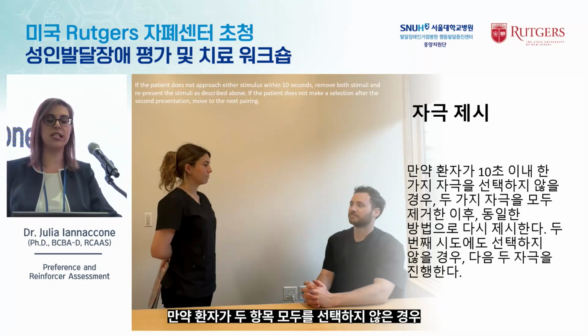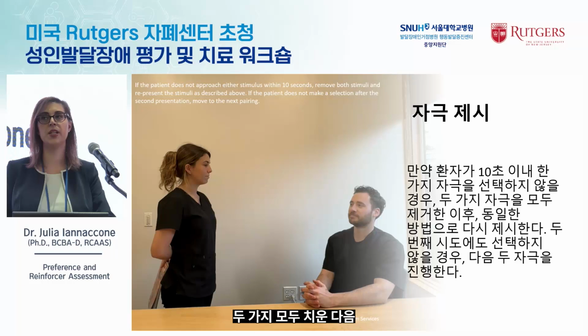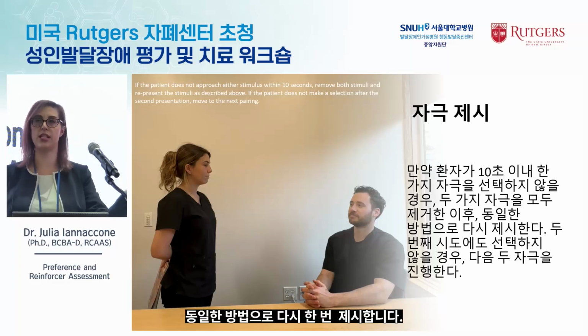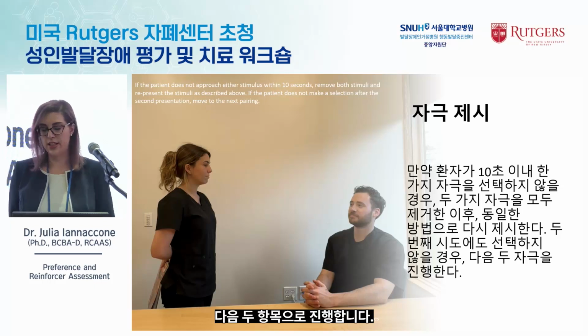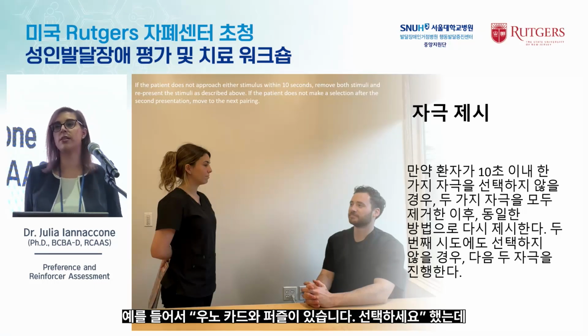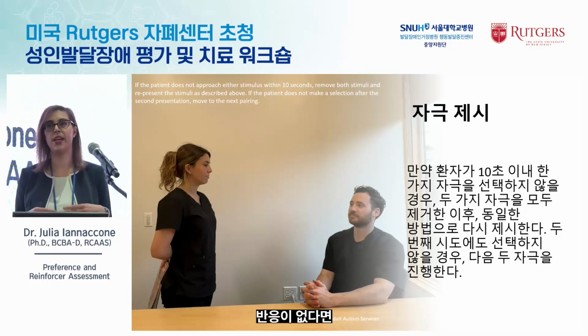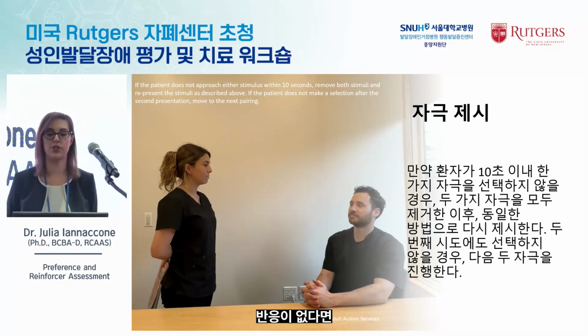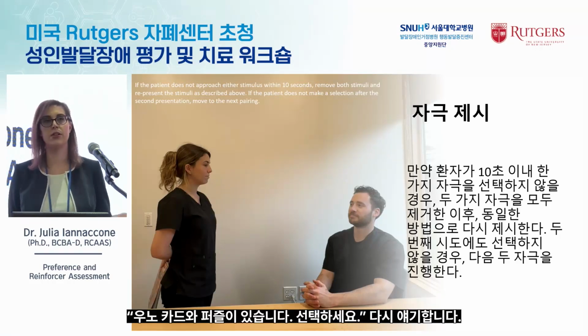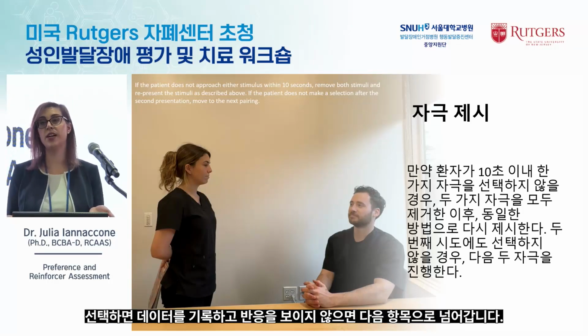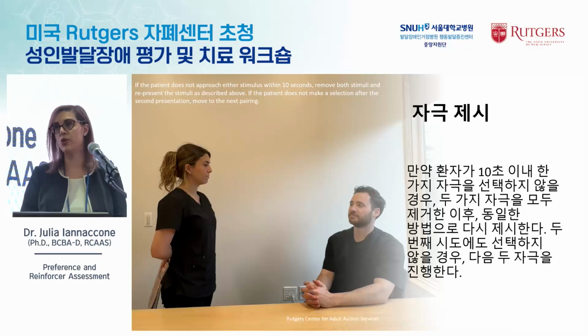If the patient does not approach either stimulus, you're going to remove them both, represent one more time, and if they still don't make a selection, just move on to the next trial. So if I say I have Uno, cards, and puzzle, pick one, and they have no response, I'll just put them both behind my back again. Come up, I have Uno, cards, puzzle, pick one. Maybe they pick one. Great, I'll write down the data. If not, I'm just going to move on to the next trial.